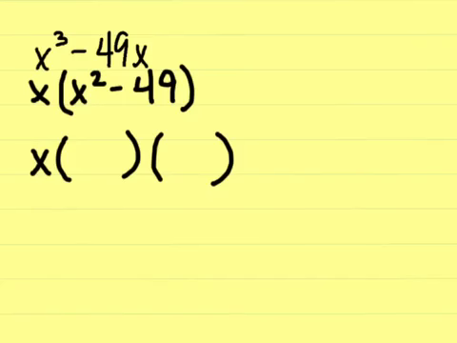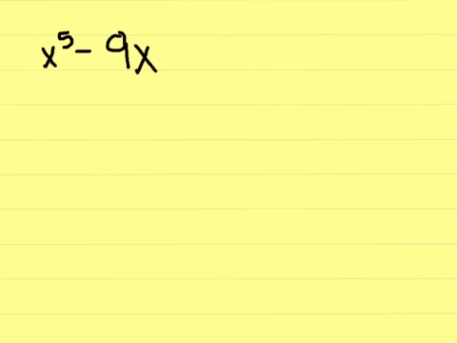X squared, the square root is x. The square root of 49 is 7. One's plus and one's minus. So our final answer is x times the quantity of x plus 7 times the quantity of x minus 7. We have x to the fifth minus 9x.